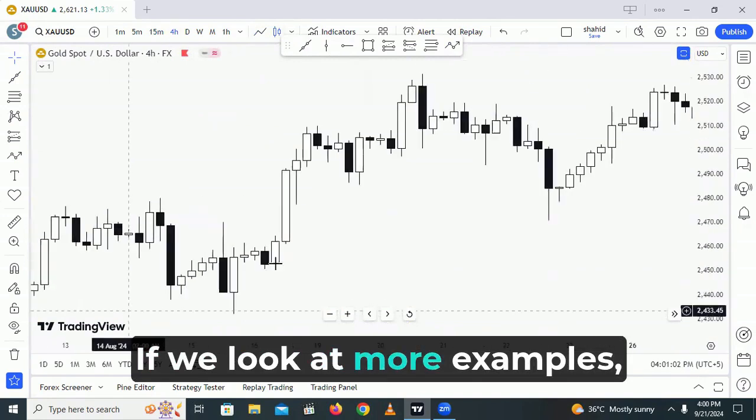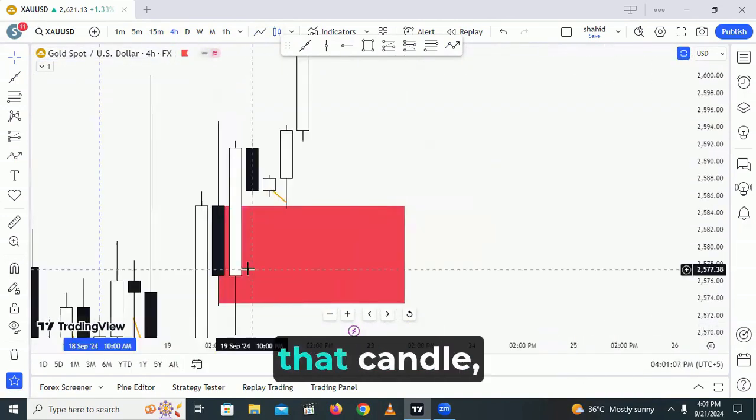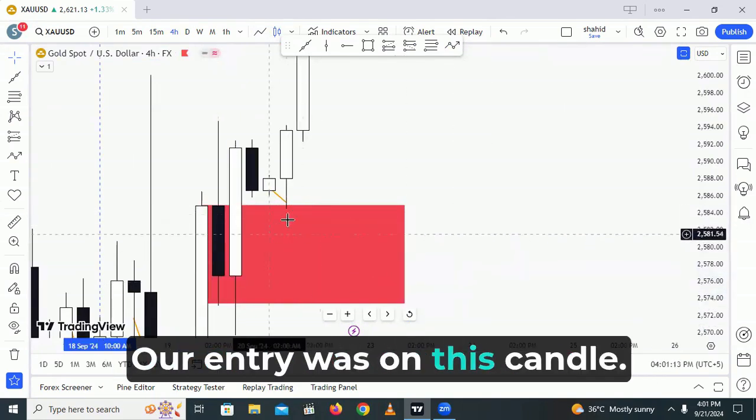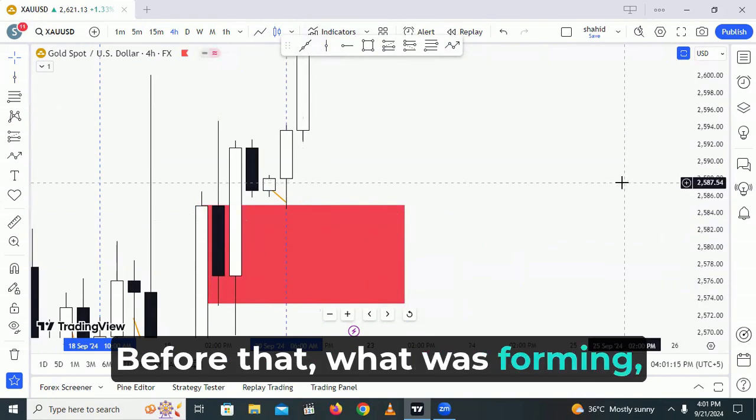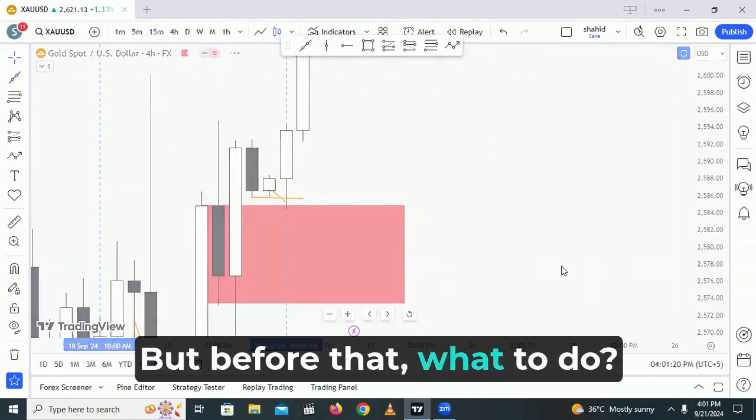If we look at more examples in the recent market, this example was there. This candle engulfed that candle, so we had to mark it completely. Our entry was on this candle. Before that, what was forming, you can call it a support point. But before that, what to do?